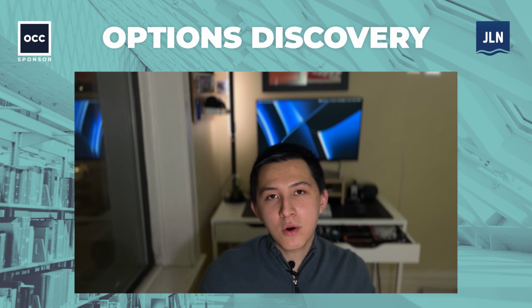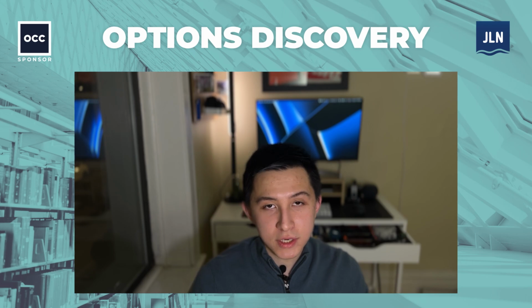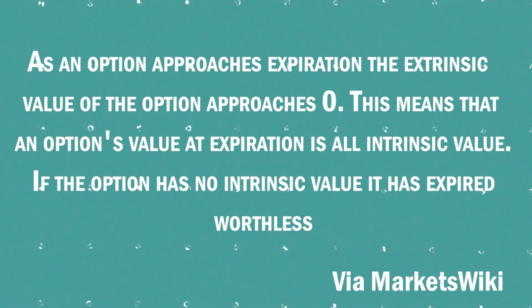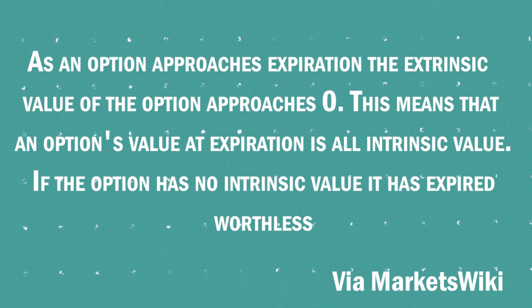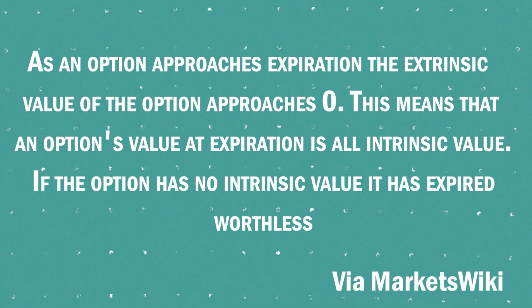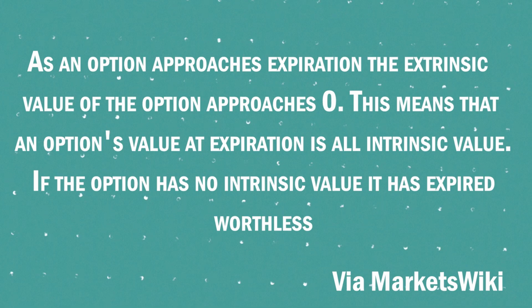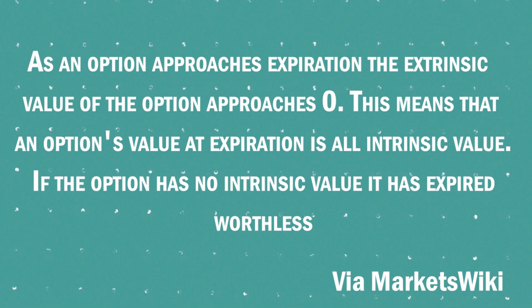After watching this video, I suggest you go back and watch episode 11 of Options Discovery, as in that episode, we go over the options Greeks, which really tie in heavily with what we're going to talk about today in extrinsic value. See, as an option gets closer and closer to expiration, the extrinsic value of that option approaches 0. And at expiration, the extrinsic value of all options is 0. This means that when an option hits expiration, it is essentially worthless.